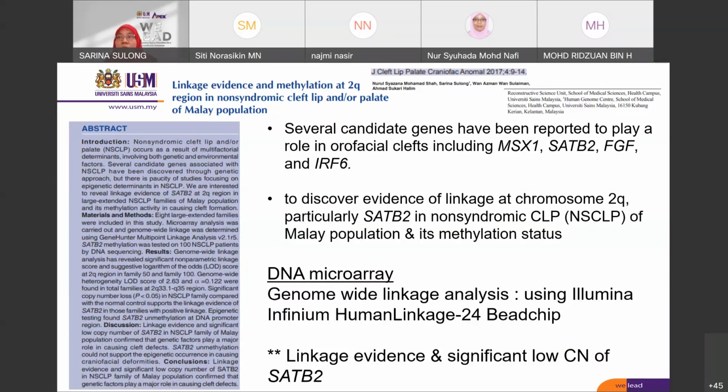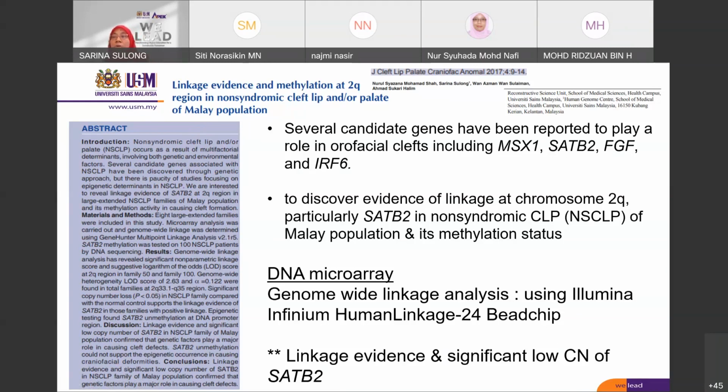This disease occurs as a result of multifactorial determinants involving both genetics and environmental factors. Several candidate genes have been reported to play a role in orofacial clefts, including MSX1, SATB2, FGF, and IRF6. So we were interested to discover evidence of linkage at chromosome 2q, particularly the SATB2 gene, in non-syndromic cleft lip and palate of the Malay population, and also its methylation status. For the genome-wide linkage analysis, we used the Illumina Infinium Human Linkage-24 BeadChip. This is one of the BeadChips from Illumina.